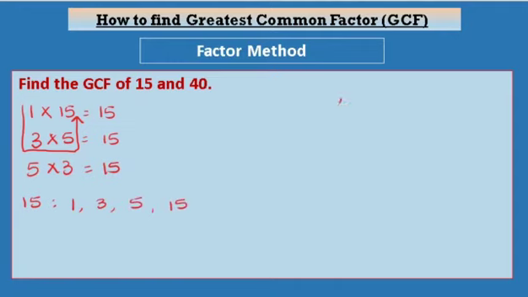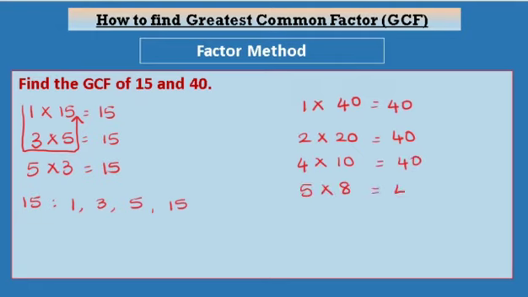In the same way, we need to find the factors of 40. 1 times 40 gives us 40. 2 times 20 gives us 40. We don't have 40 as a product in the times table of 3. We have it in the times table of 4. That's 4 times 10 equals 40. 5 times 8 equals 40.